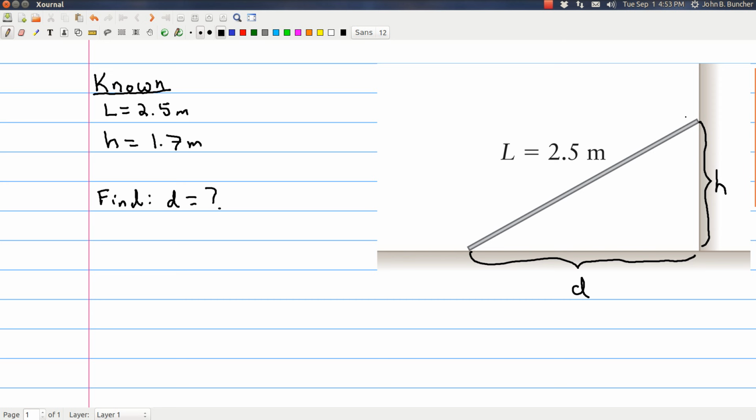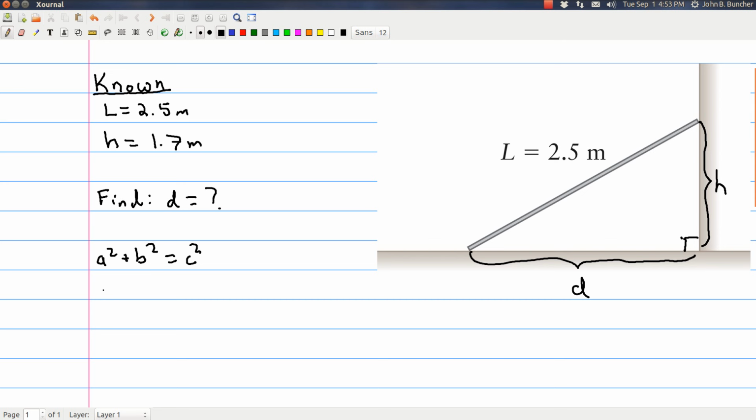Okay, so how do we do this? There's a couple ways we could go about it, but one of the simplest, I think, is to note that we've got a right triangle here. Right? We know one of the sides and the hypotenuse, and we're trying to find the third side that is not the hypotenuse. So we can use Pythagorean theorem, which relates the hypotenuse C to the lengths of the two legs of the triangle. So the two legs are H and D, and the hypotenuse is L.